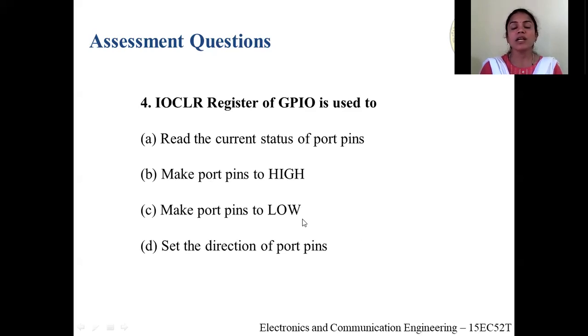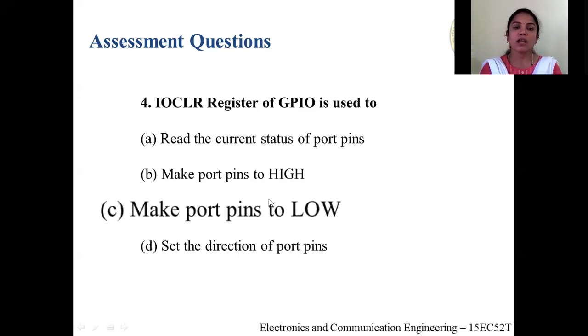Next is the IOCLR register of GPIO, used to make port pins low. Again, here also, configuring 1 makes that port pin value low. Configuring 0 does not have any effect on the port pin values.